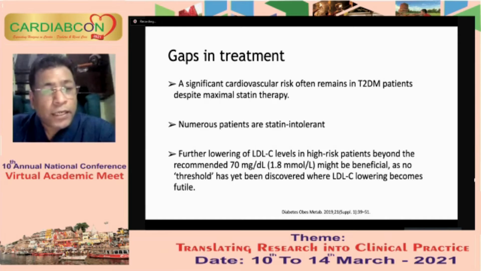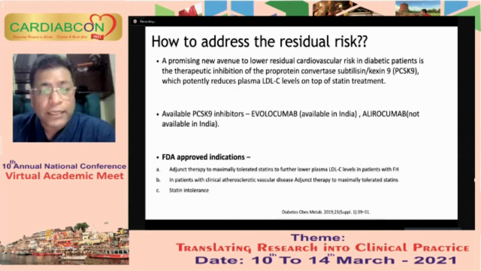So till now, there are gaps in treatment. Significant cardiovascular risk often remains in type 2 diabetes patients despite maximal statin therapy. Achieving less than 70 or less than 55 is a humongous task, and we require more than statins. This is how we can address this residual risk by using PCSK9 inhibitors. The FDA has already approved them as adjunct therapy to maximally tolerated statins to further lower LDL cholesterol levels to reach the target level.